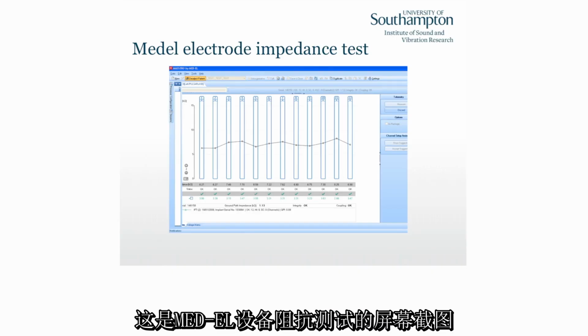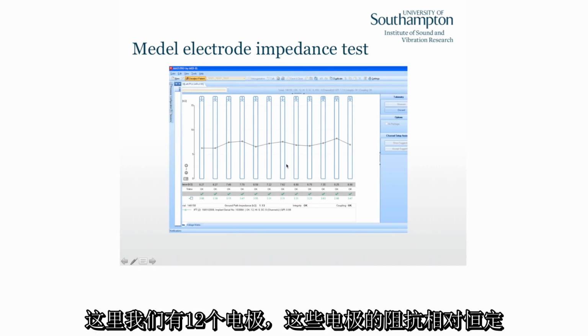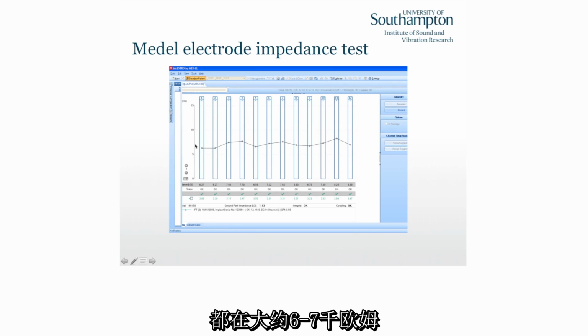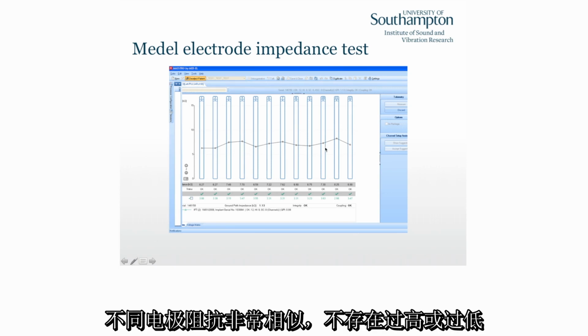This is a screenshot of the impedance test from a Medel device. So in this case we've got 12 electrodes, and we've got a fairly constant impedance, of around 6 to 7 kiloohms across the different electrodes. And this would be an example of good results, so they're quite similar. There's no electrodes here that are particularly high or very low.